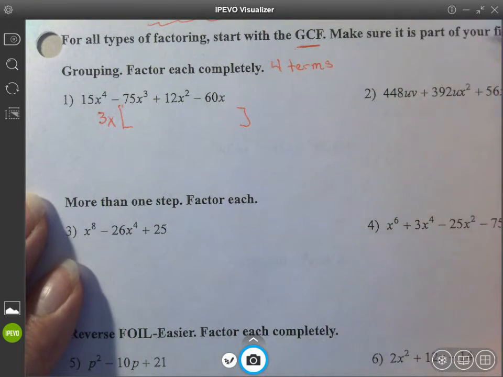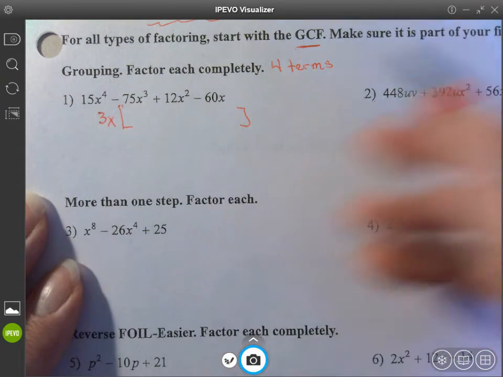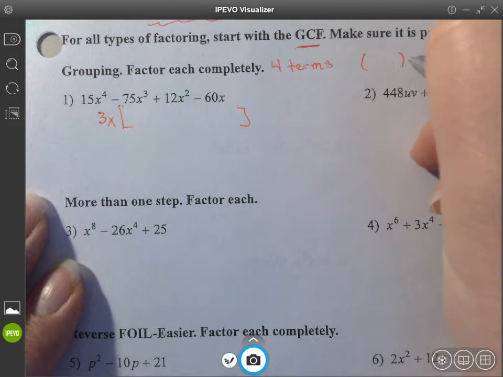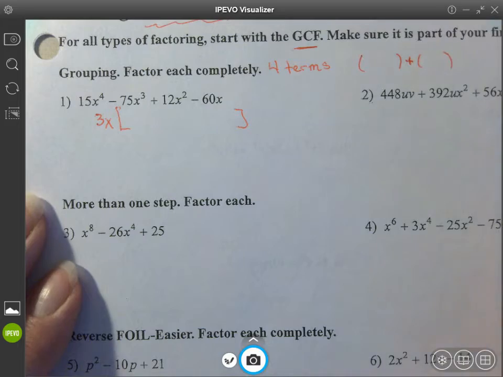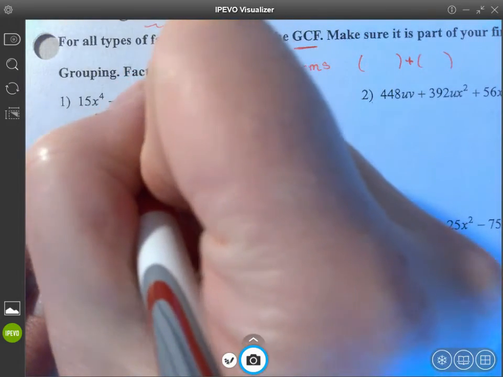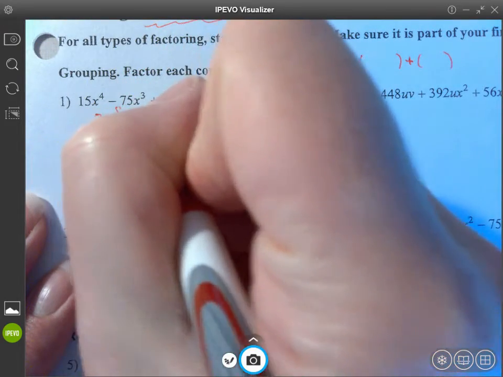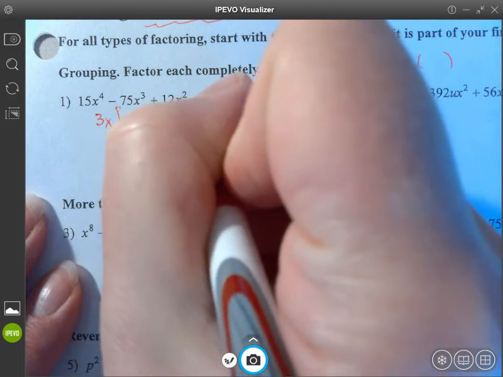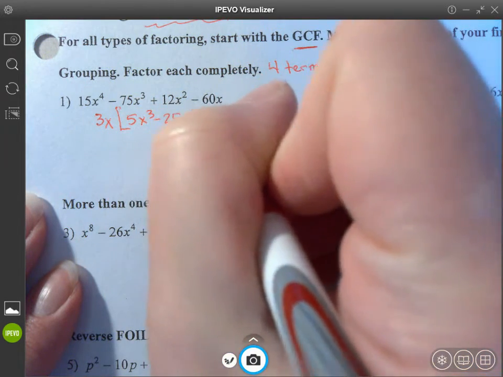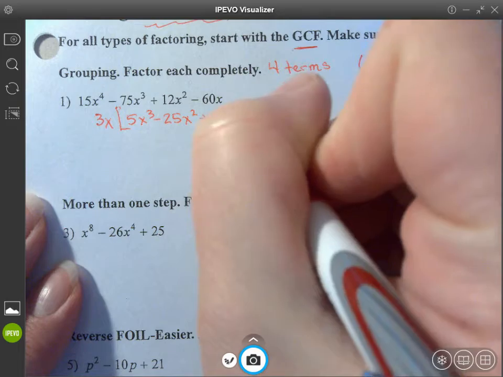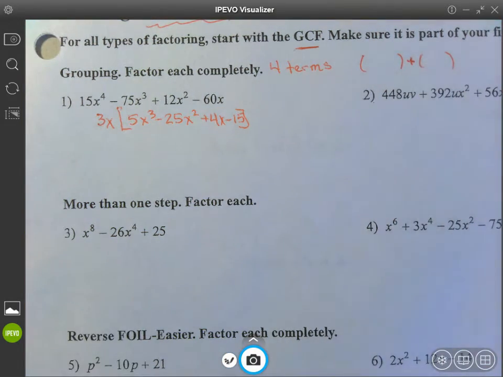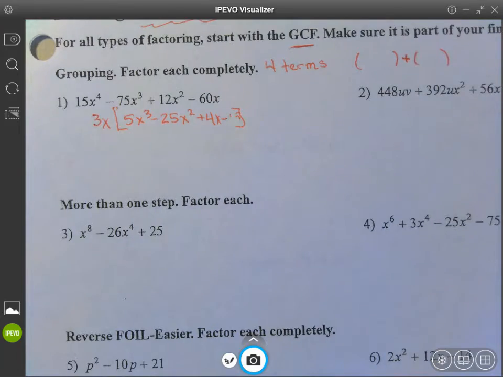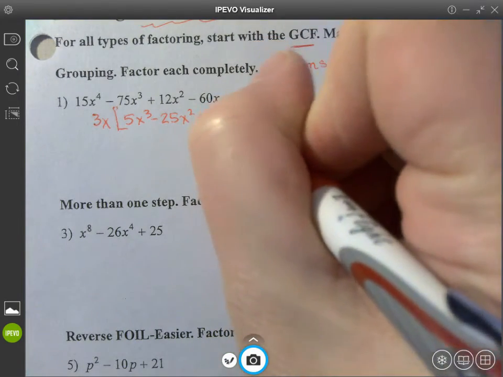And when I go to group it, I'm using these brackets because the grouping is going to be in parentheses with a plus sign in the middle. So we want to remember that form. So let's see what's left here. We have a 5x to the third minus 25x squared plus 4x minus 15. No, not 15. All right, there we've got it.